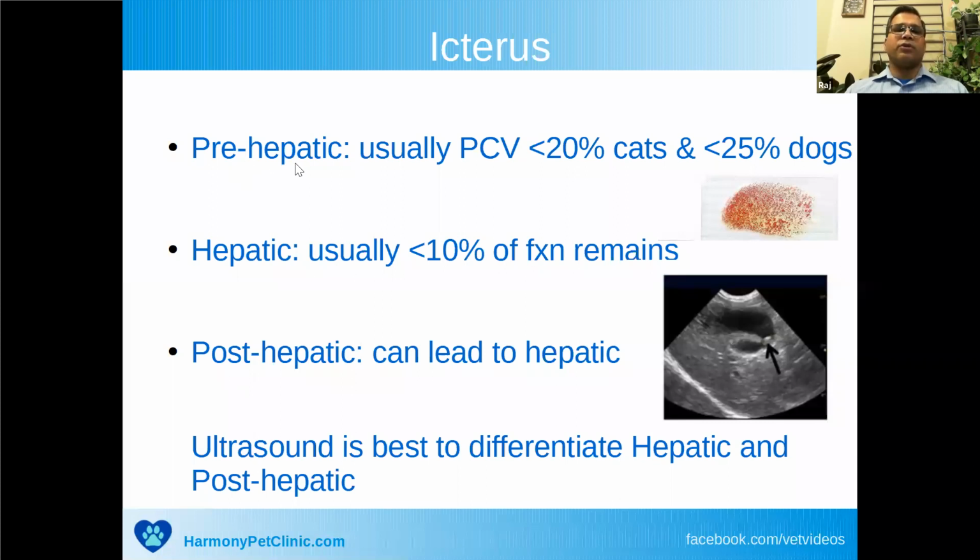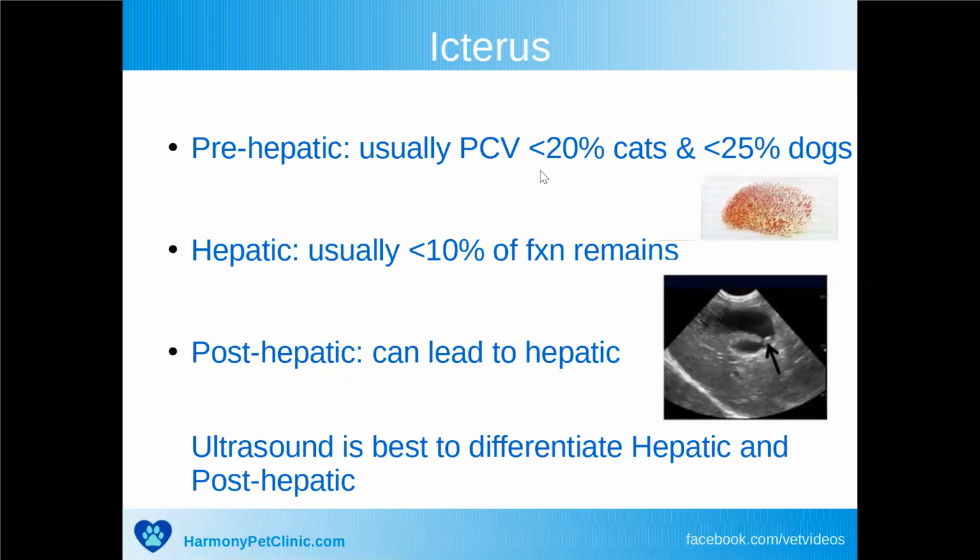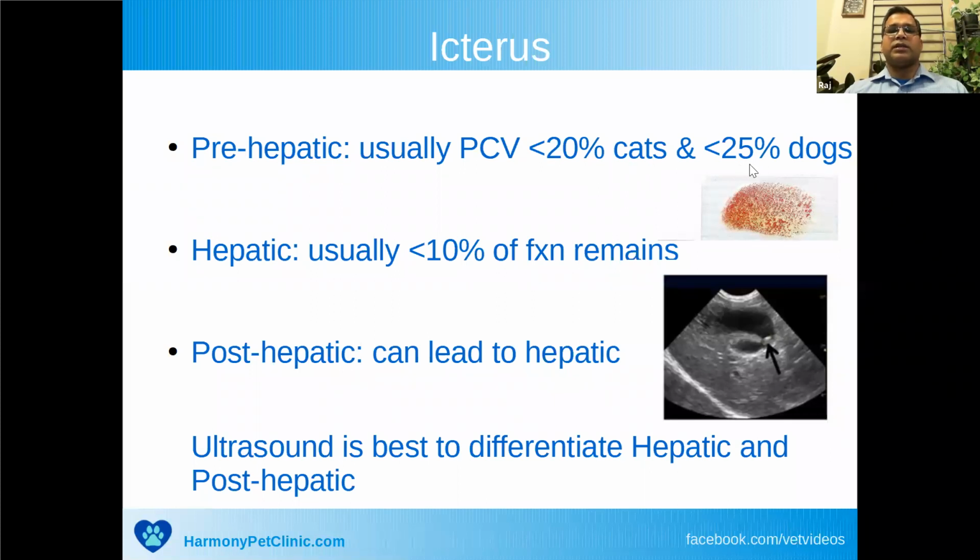Prehepatic is mostly from hemolysis. Hemolysis can be from many diseases. It can be from immune-mediated hemolytic anemia, or from anaplasma or other protozoal diseases that can cause hemolytic anemia. Here the liver develops icterus because the liver is not able to conjugate all the hemoglobin quickly enough, and it leaks out into the systemic circulation. So there is increased bilirubin, and usually PCV for prehepatic is less than 20% in cats and less than 25% in dogs. It's just a general figure that we usually see. That is prehepatic, which is hemolytic, as a cause of icterus or jaundice.